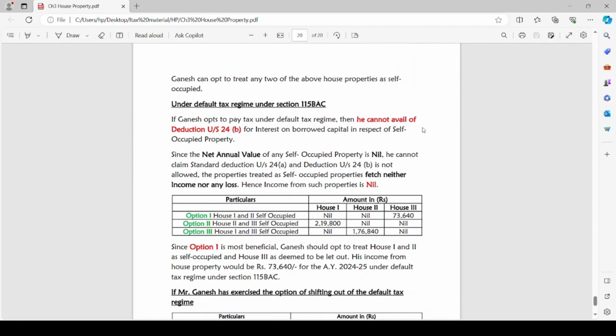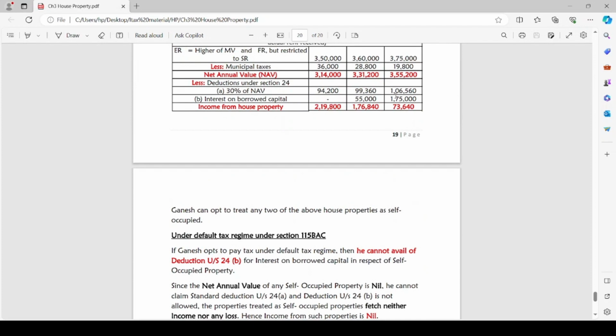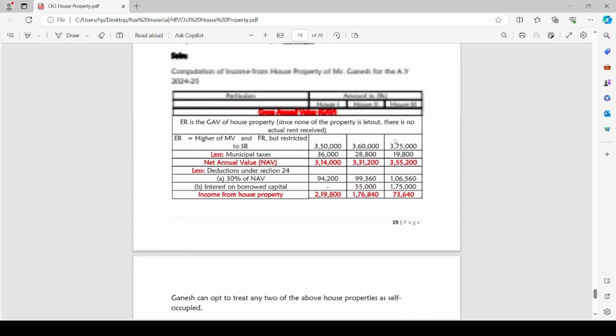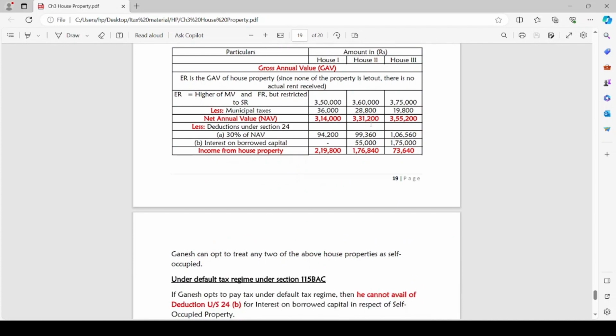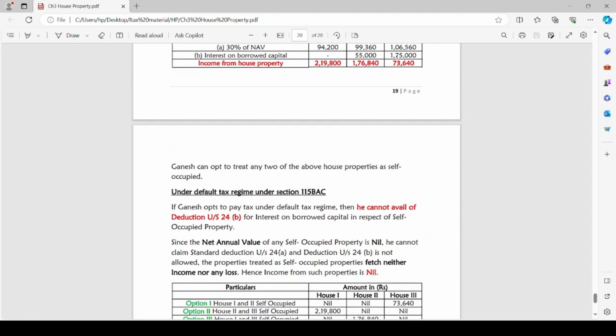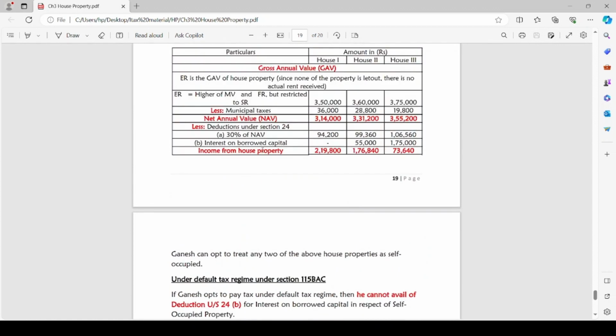Under default tax regime, if the house property is let out, the assessee can claim deduction under section 24B. So since for the purchase of house property 3, Mr. Ganesh has acquired a loan and he is paying interest of rupees 1,75,000. He has paid interest of rupees 1,75,000. So we can claim such amount as deduction under section 24B. After claiming deduction under section 24B, the income from house property 3 will be rupees 73,640.